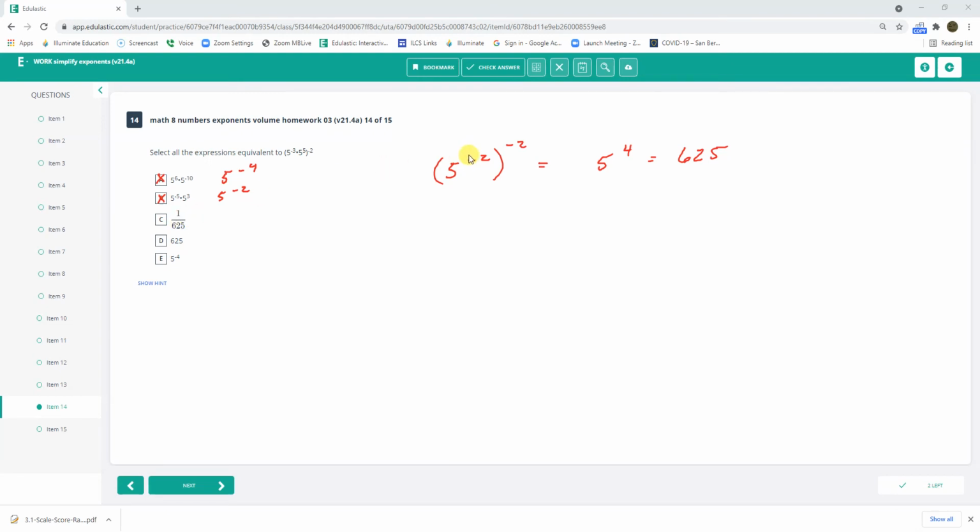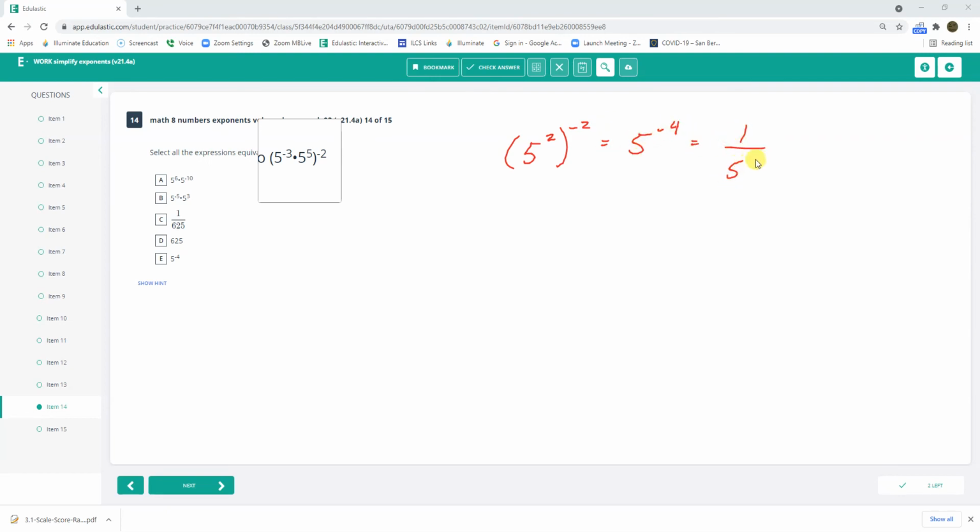You know what? I messed this up. Let's try this again. I'm going to zoom. I lost it because I can't see what's going on. Okay, let's simplify this first. This would be 5 to the second raised to the negative 2, which would be 5 to the negative 4, which would be 1 over 5 to the 4th, which would be 1 over 625.